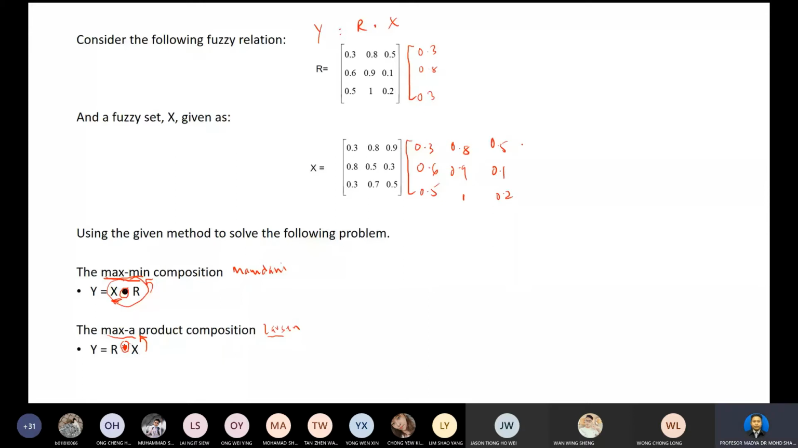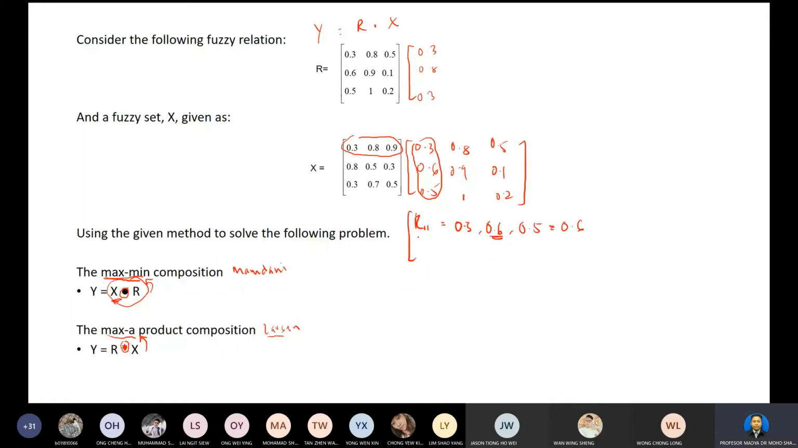If you use Mamdani, for example, we want to calculate R11 here. This row is compared with this column. First, for Mamdani, we have to select the minimum. For example, 0.3 and 0.3, the minimum is 0.3. Then 0.8 and 0.6, 0.6. 0.9 and 0.5, 0.5. Then we select the maximum. The answer is 0.6 for R11.